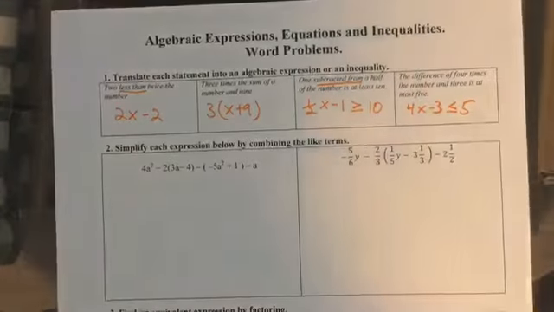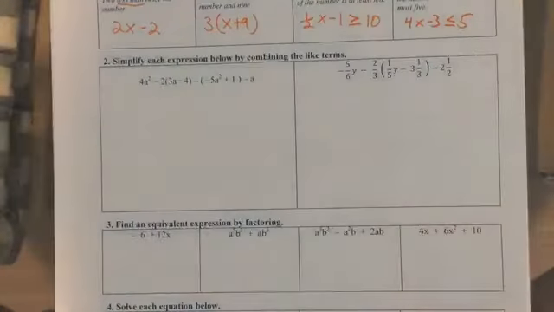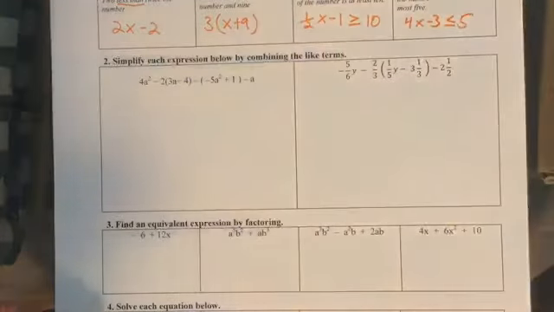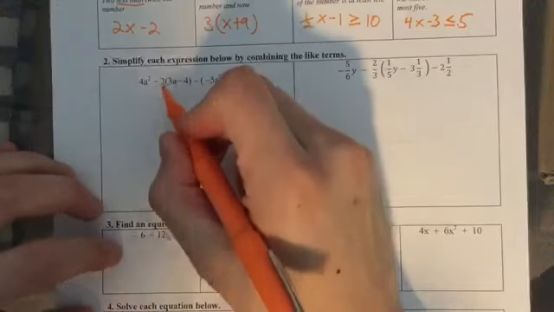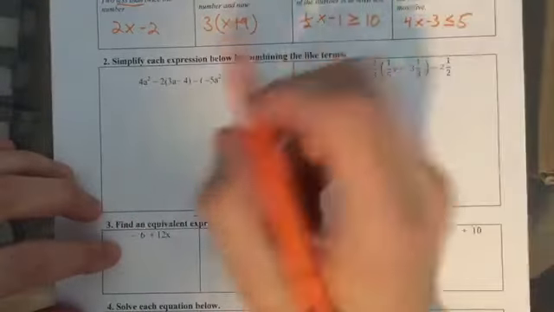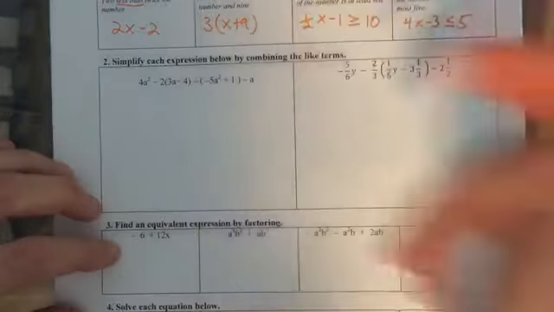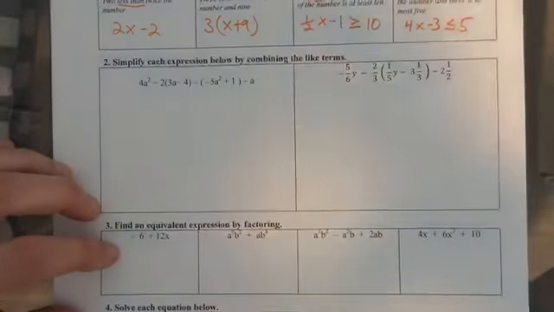Now on number 2, we're going to simplify by combining like terms. Remember, like terms are either just our constants or same variable and same exponent. We are also working with PEMDAS here, okay? So first thing, we're going to get rid of the parentheses. I look into the parentheses, I can't do anything with them because they're not like terms.